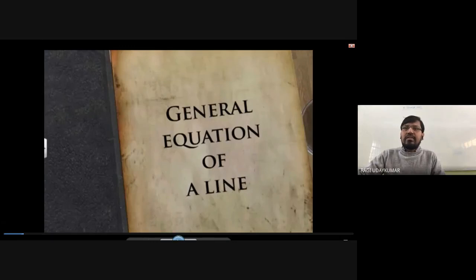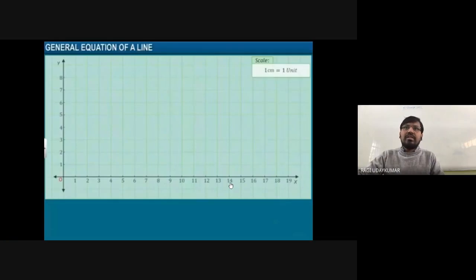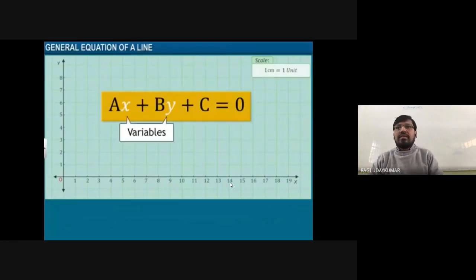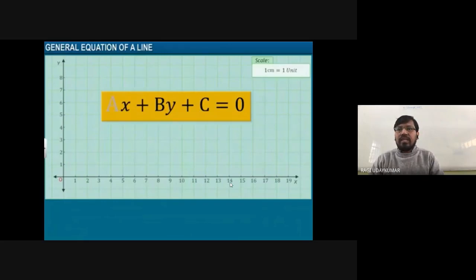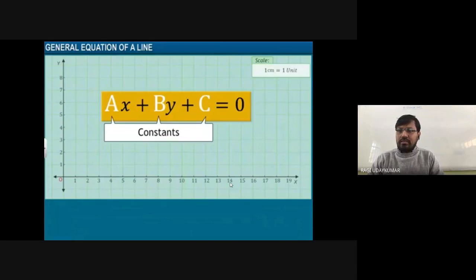Ax plus by plus c is equal to 0, where the condition is a square plus b square is not equal to 0, and a, b, c are real numbers. You can also say mod a plus mod b is not equal to 0. Both should not be equal to 0. Then that equation is called the general form of the equation. Here x and y are the variables, and a, b, c are real numbers, meaning constants.